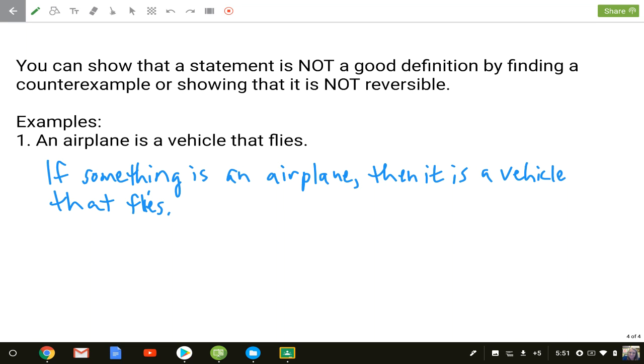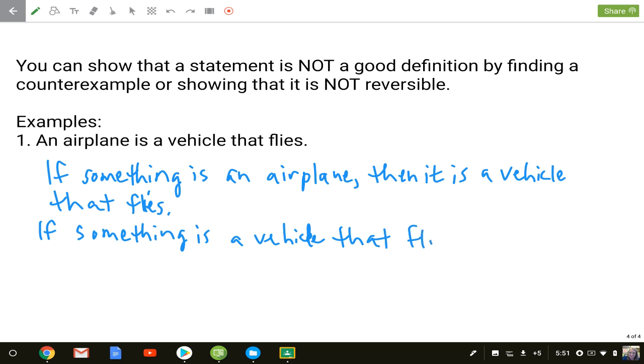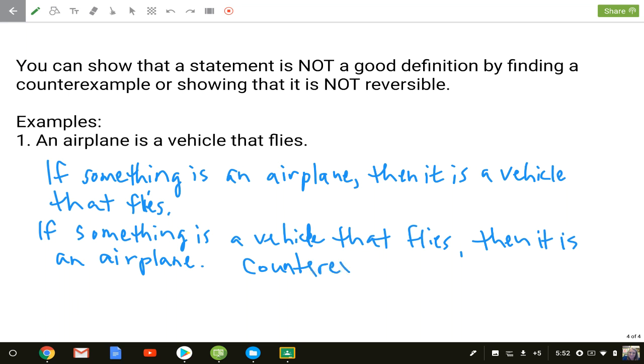Now let's see if we can reverse it. Let's say we reverse it and we put, if something is a vehicle that flies, then it is an airplane. Is that true? Okay, that is not true. The reason is I can come up with a counterexample. A helicopter would be a good counterexample of this. So in this case, the reverse was not true. It's not reversible, which makes it not a good definition.